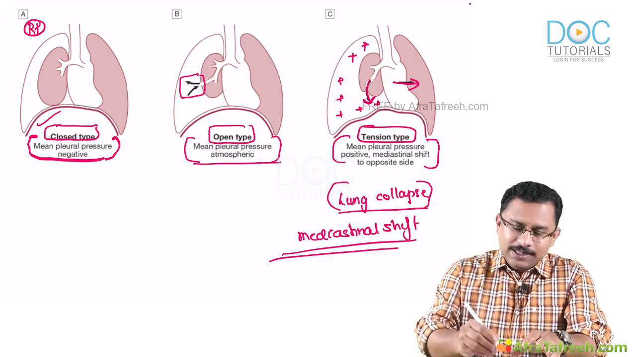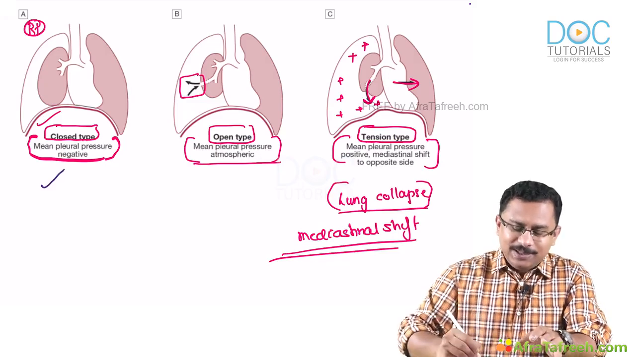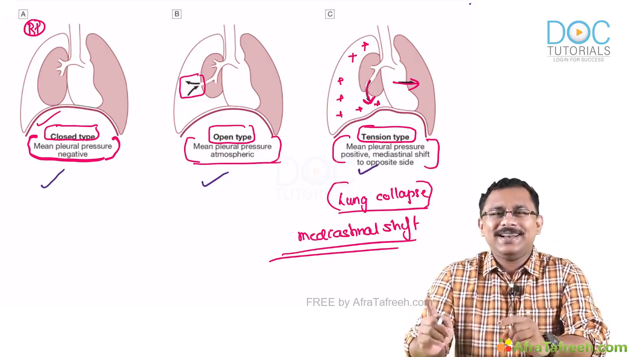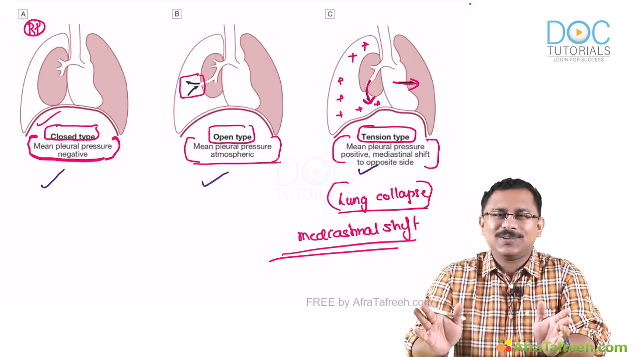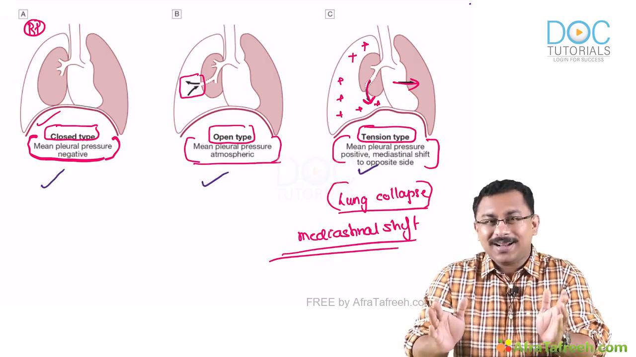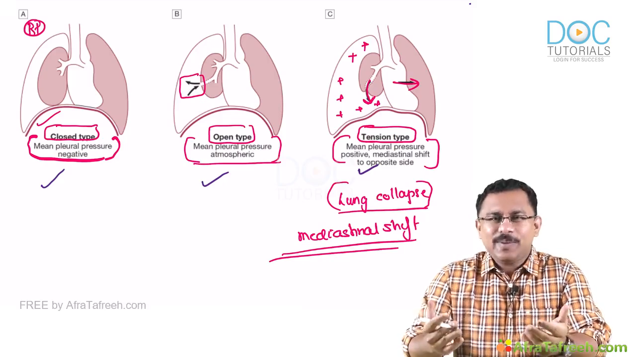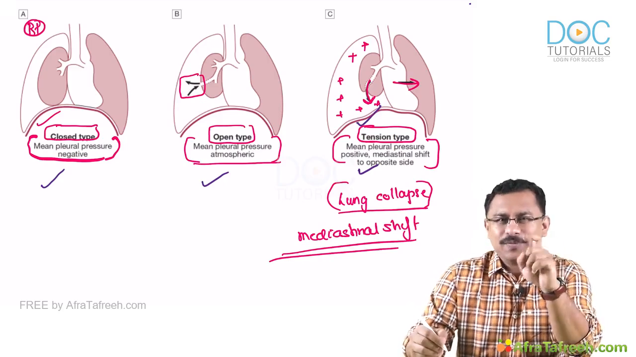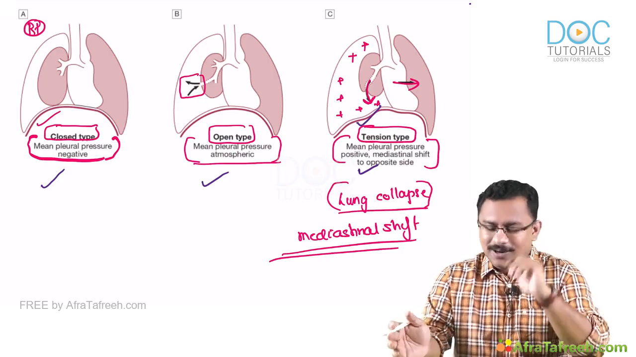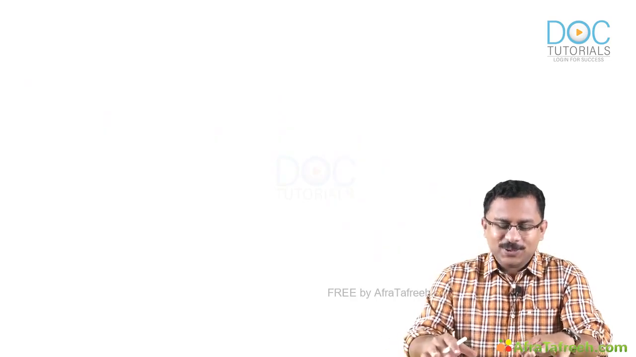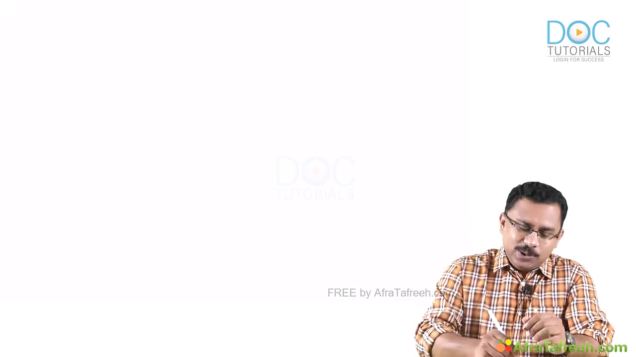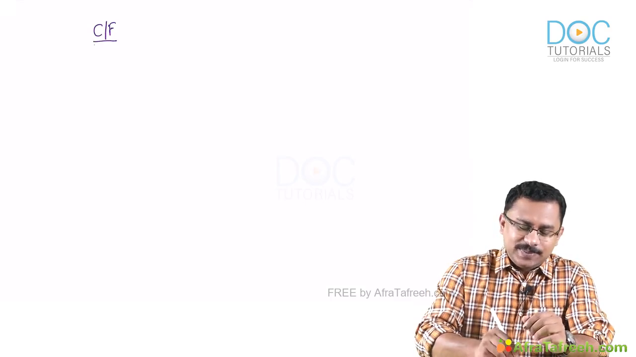So tell me, are you very clear with these three entities? Yes or no? The closed, the open and the tension type of pneumothorax. I hope you are convinced that maximum consequences would occur with our dangerous tension type of pneumothorax. Yes? Alright. Now, having understood the classification of pneumothorax, let's now see the clinical features.